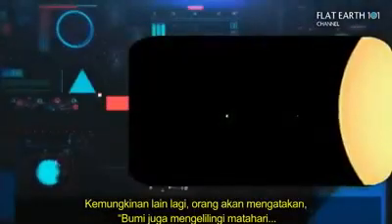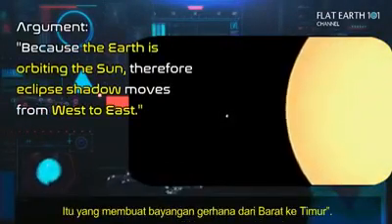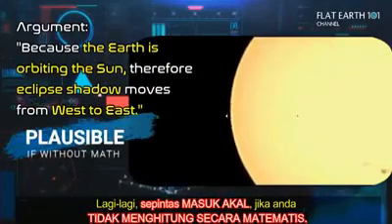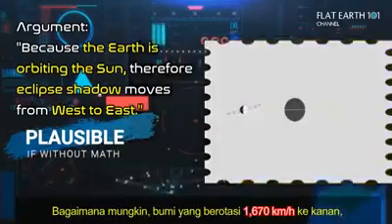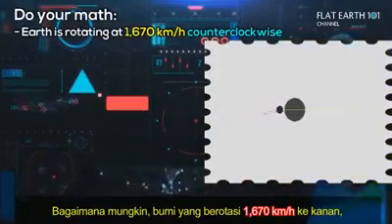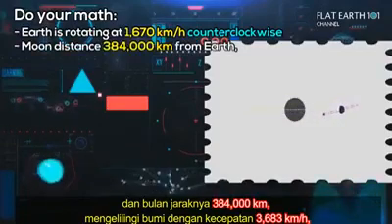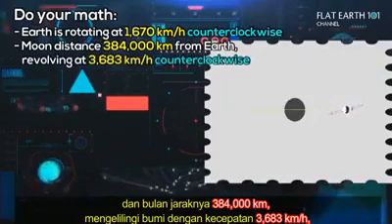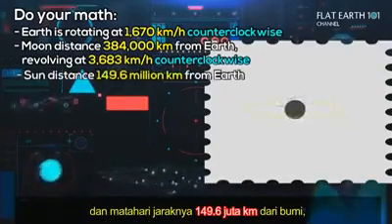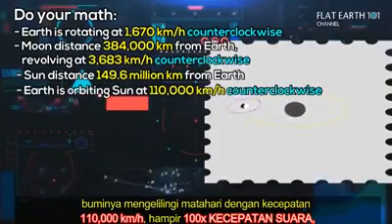Another possibility, other people would say the Earth is also orbiting the Sun. That makes the shadow move from west to east. Again, a plausible theory if you don't do the math. How come the Earth that's rotating 1,670 kilometers to your right and the Moon is 384,000 kilometers away, orbiting the Earth at 3,683 kilometers per hour, and the Sun is 149.6 million kilometers from the Earth, while the Earth is orbiting the Sun at 110,000 kilometers per hour.